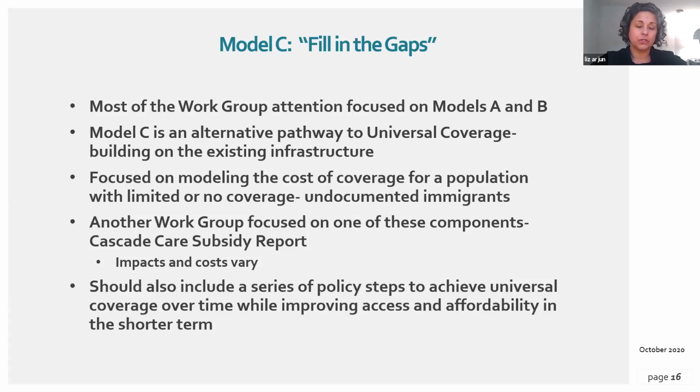When we took the approach on Model C, we focused on modeling the cost of coverage for a population with limited or no coverage, undocumented immigrants, because at the same time we recognized that there was another work group, the Cascade Care Subsidy Report work group, that was working on another one of these key components. And we now have information from that work group, and we're going to talk a little bit about that and what the impacts mean for the remaining population. But there's also a number of policy steps that could potentially be taken in the spirit of Model C, while at the same time working on delivery system reform. So we're going to just spend a little bit of time on that today.